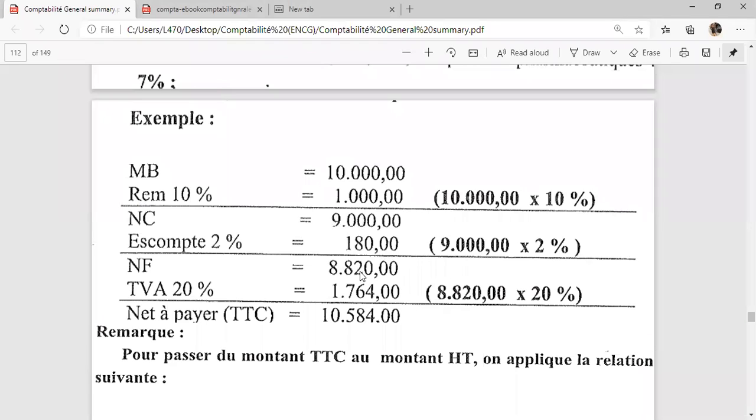So we have calculated all the way onto our NF, net financier. All the figures you have, or all the calculations you have, before you have added the TVA, are called hors taxe, so they are outside tax. And when we add our TVA, the figure we have is net à payer, also known as TTC, toute taxe comprise. So, hope I'm clear with the récapitulatif de tout ce qu'on a fait l'autre fois.